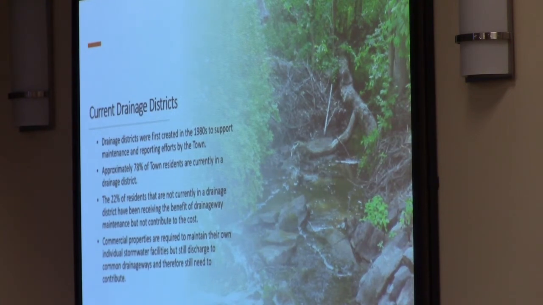So then you have commercial properties. The majority of our commercial properties are required to maintain their own individual stormwater facilities. So these are the ponds, forebays, things of that nature. But they still discharge into these common drainage ways. So they also need to contribute to drainage districts in their own way, which is a little bit different than a residence, but they're still utilizing those waterways for their flow from their facilities.